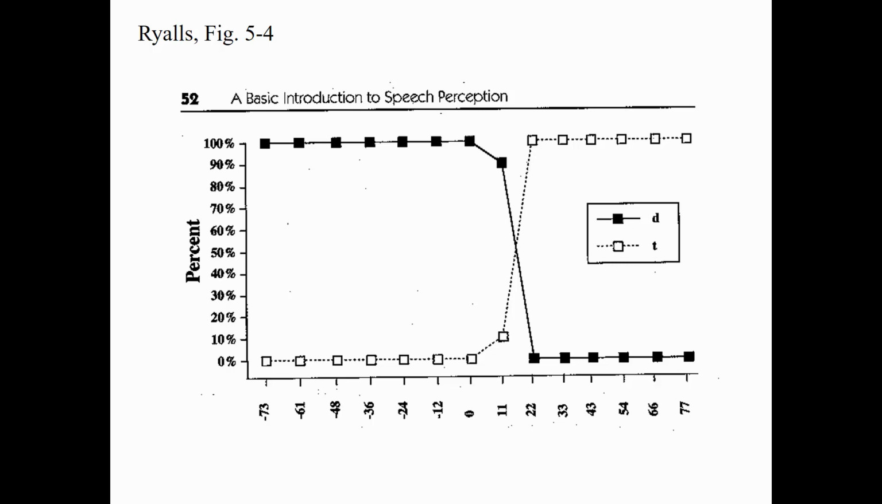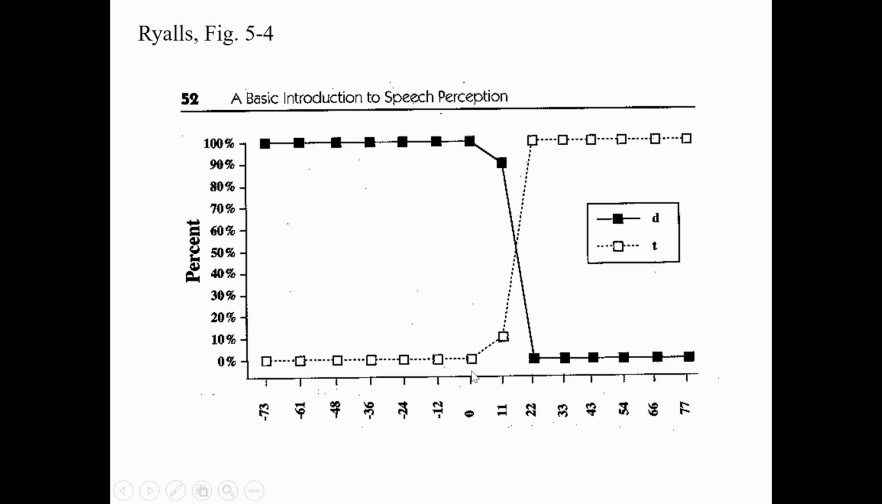And what you see here is what you see over and over and over again in speech perception experiments, and that is that there is a big range for an acoustic parameter where you're always identifying the sounds the same way. Whether the voice onset time is minus 61 or minus 24, you're always identifying it as D 100% of the time and T 0% of the time. So it's not like going from this voice onset time to this voice onset time makes something sound slightly more T-like.